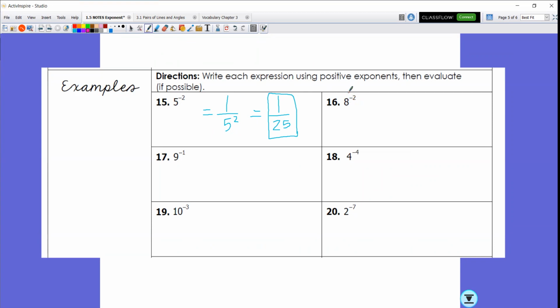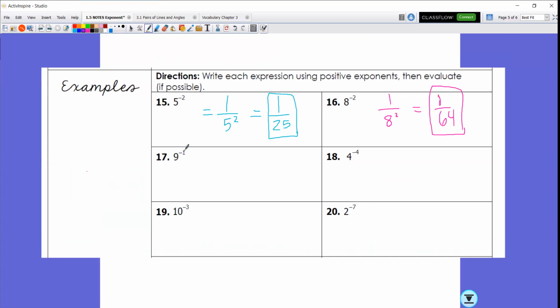Here in number 16, here's my sad exponent. It's not happy here, it wants to move. So we rewrite it as 1 over 8 to the second power. Because we know the value of 8, we can evaluate it, right? So in your calculators, you want to keep this one in the numerator and then just plug in 8 to the second power. That's going to be your denominator. So what's my denominator going to be here? 64. Yeah, 1 over 64.